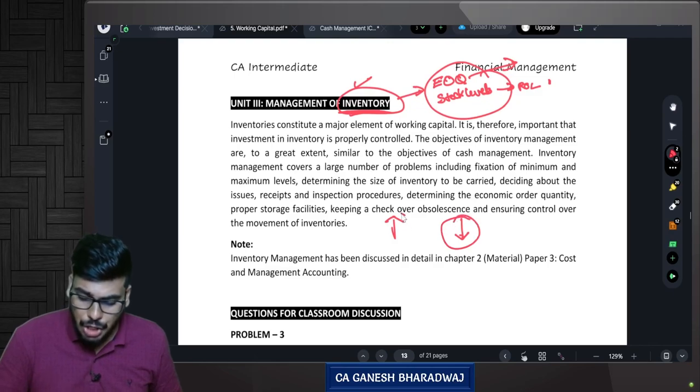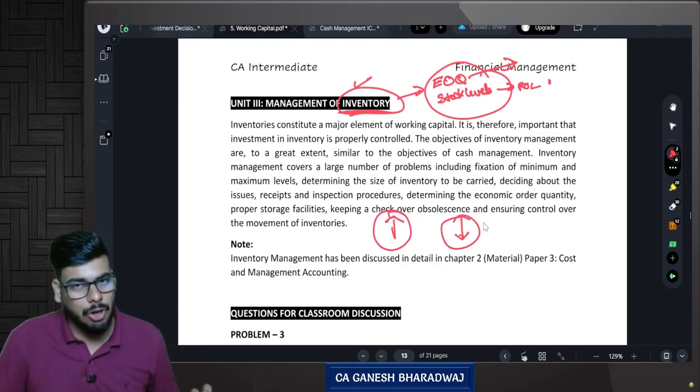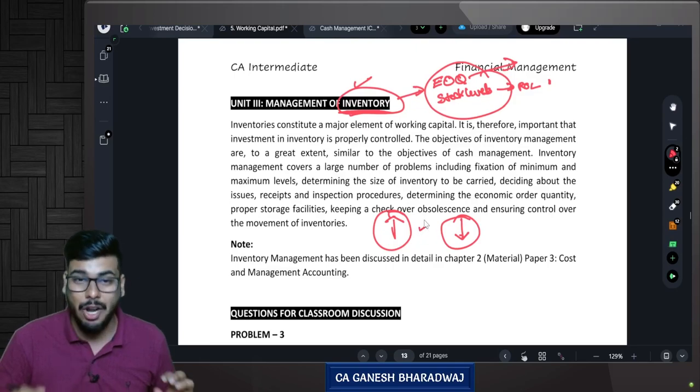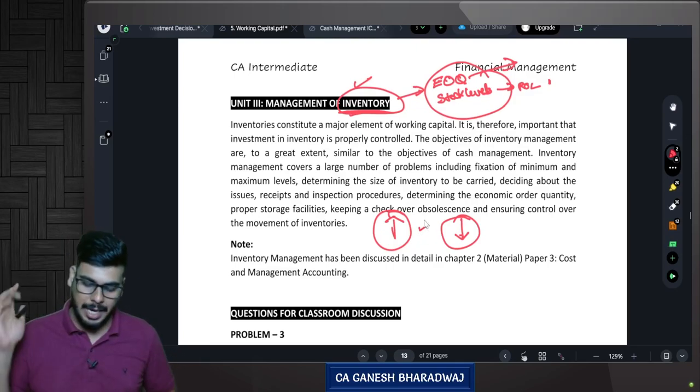So basically, you should not have too much stock. You should also not have too little stock. There should be an optimum stock that you need to maintain. Are you clear with this?